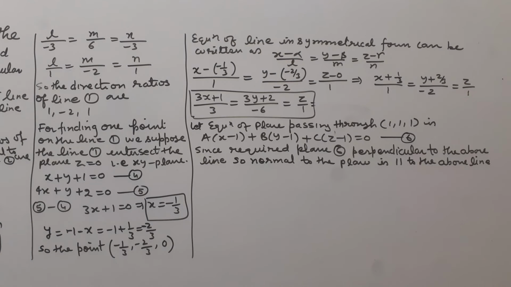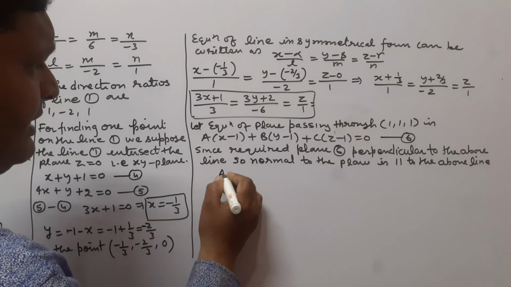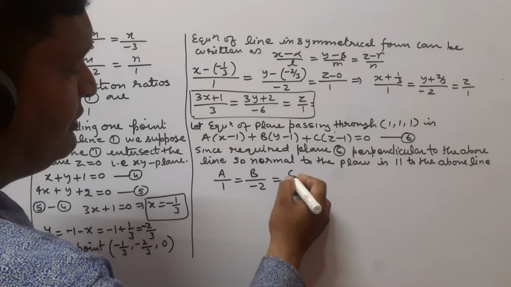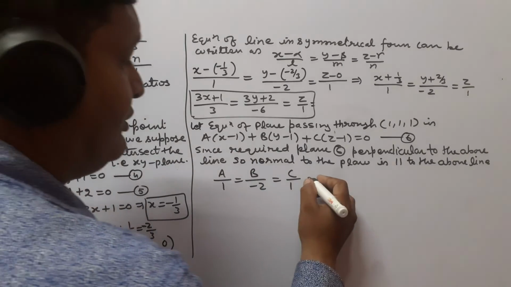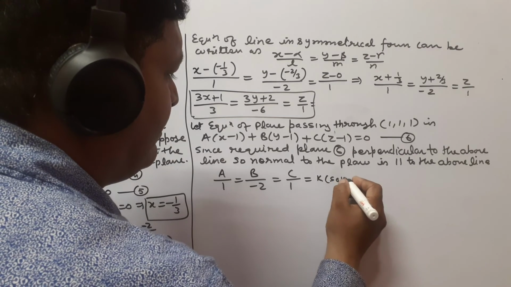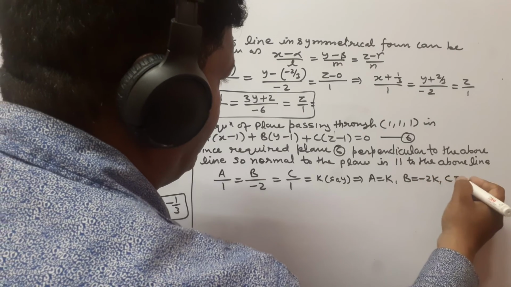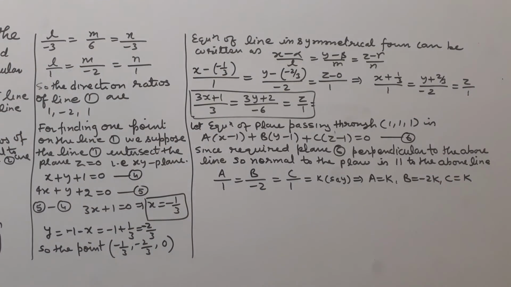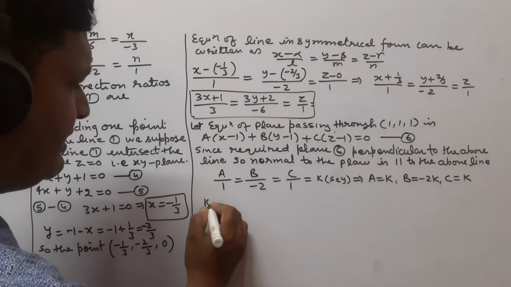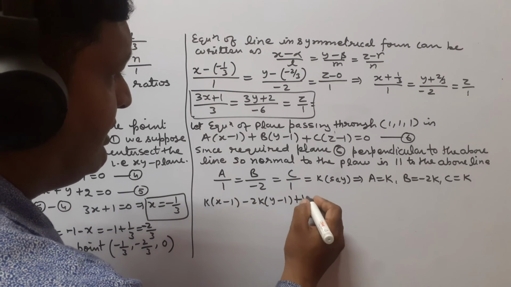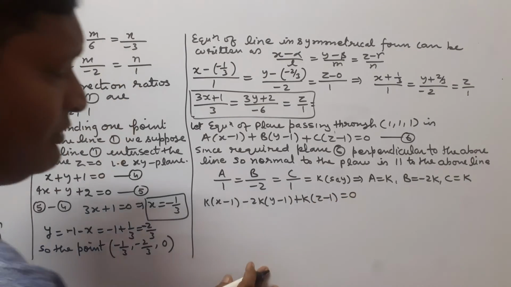So we use here the condition of parallelism. A divided by 1 equal to B divided by minus 2 is equal to C divided by 1. Suppose that this is equal to K. So from here we find A is equal to K, B is equal to minus 2K and C is equal to K. Now we put the values of A, B, C in the above equation 6. So we get K multiplied by x minus 1 minus 2K multiplied by y minus 1 plus K multiplied by z minus 1 equal to 0.